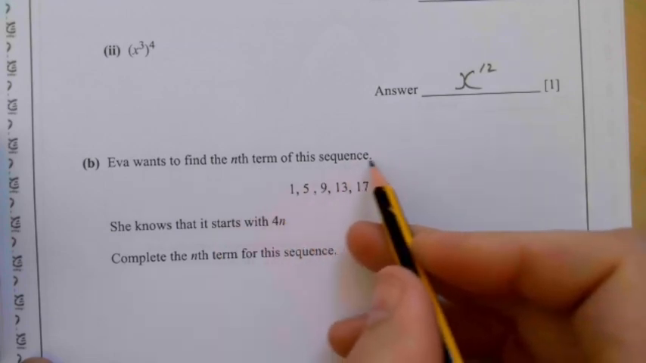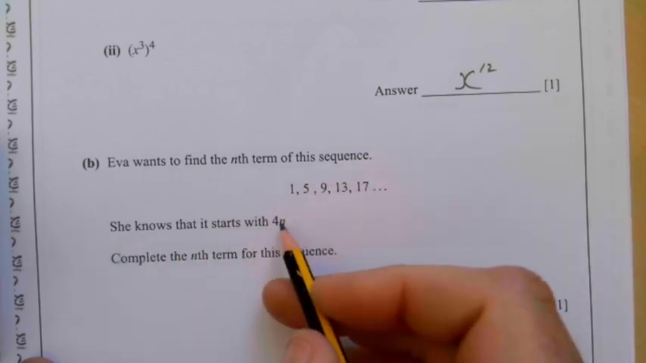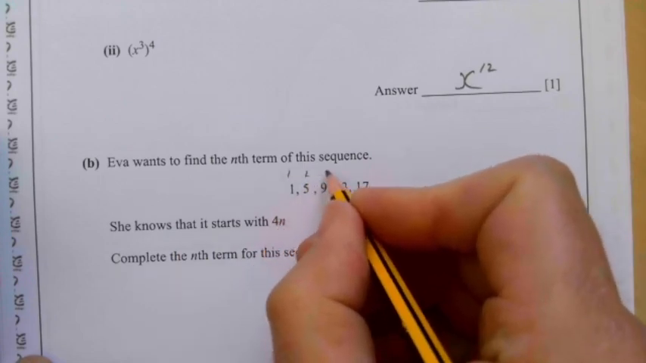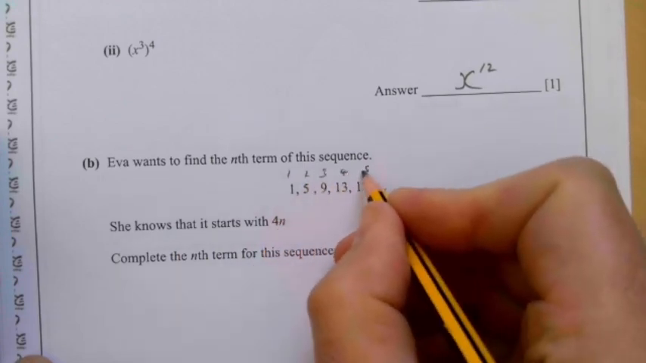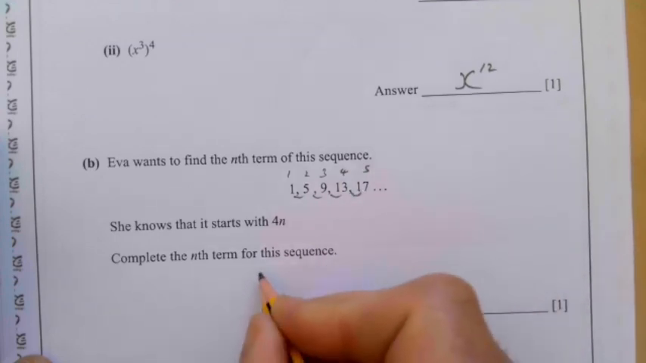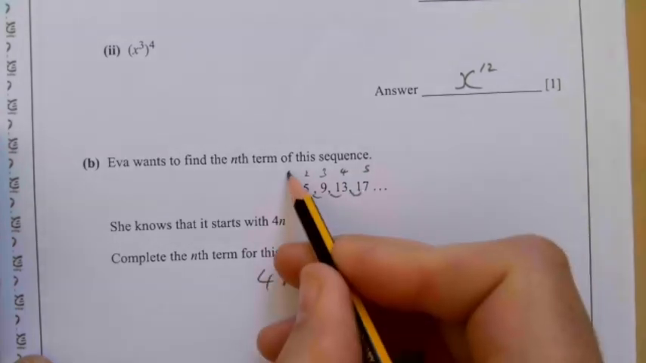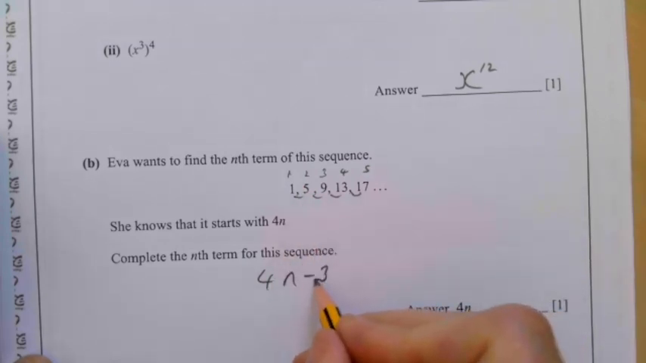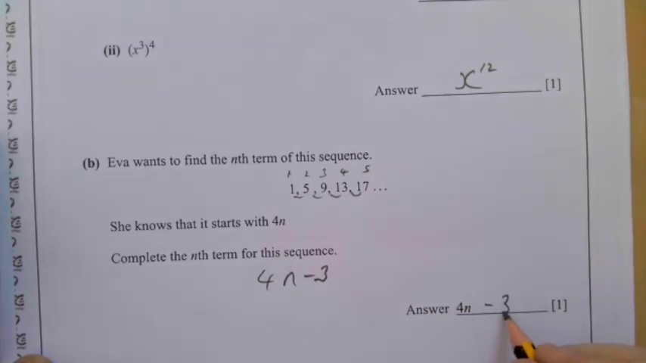Eva wants to find the nth term of this sequence. She knows that it starts with 4n. Complete the nth term for this sequence. Well, I always number them 1, 2, 3, 4, and 5. The gap's 4, so Eva's is indeed right. So it's going to be 4n. I substitute the number 1 into this. 4 times 1 gives me 4, but I want 3. So it's 4n minus 3.